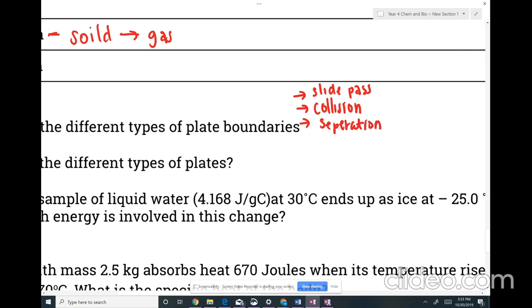The formal names are your transform boundary, your convergent boundary, and then you have your divergent boundary. Divergent means that we're separating. Convergent means it's a collision. And then we have our transform, in which we slide those things past each other.